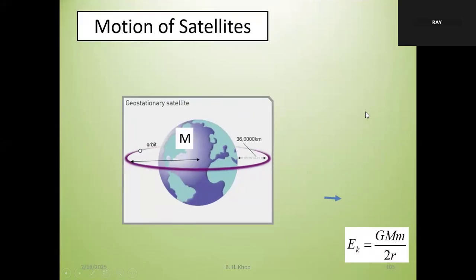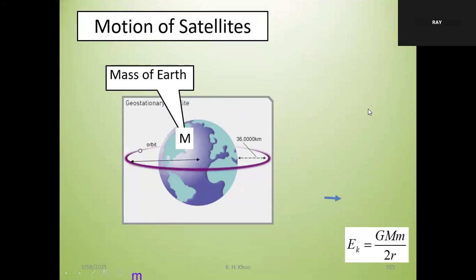Right, motion of satellite. Just to summarize for you: that's the mass of the satellite, that's the mass of the Earth, or the mass of the body that the satellite is circulating, and then R is the radius of orbit.